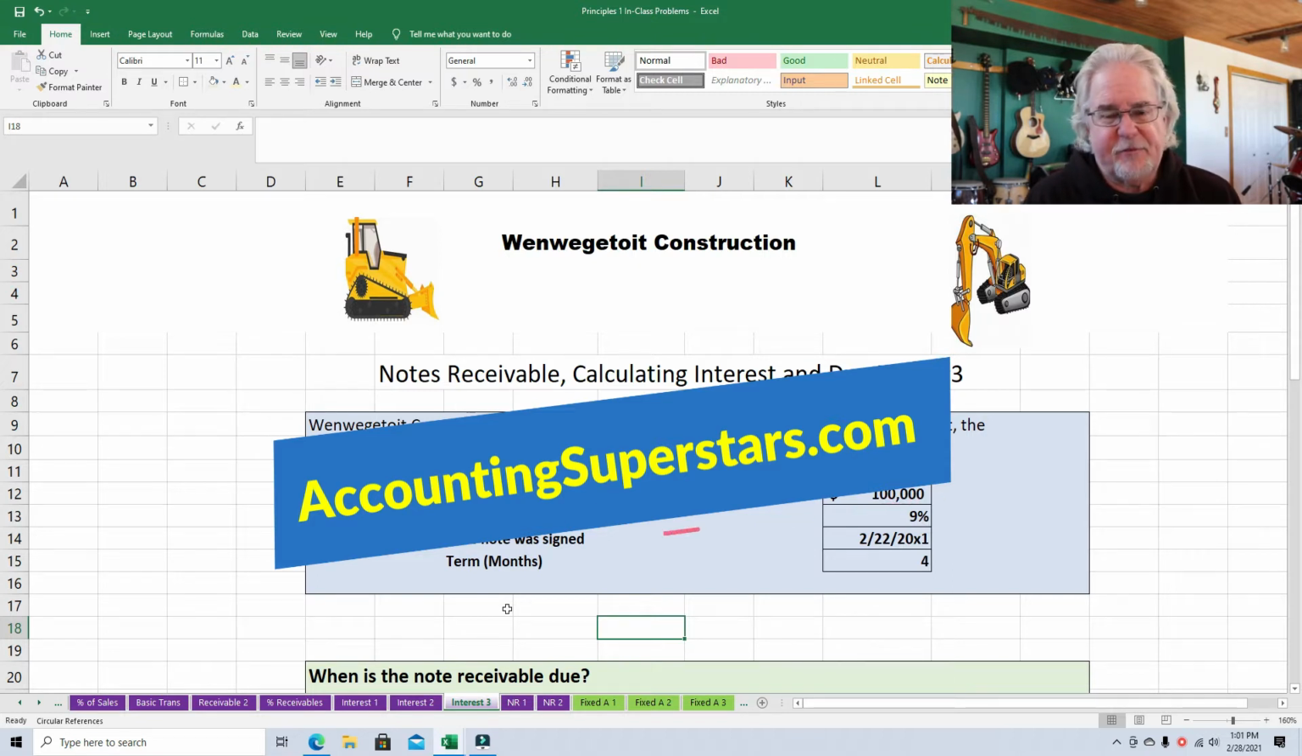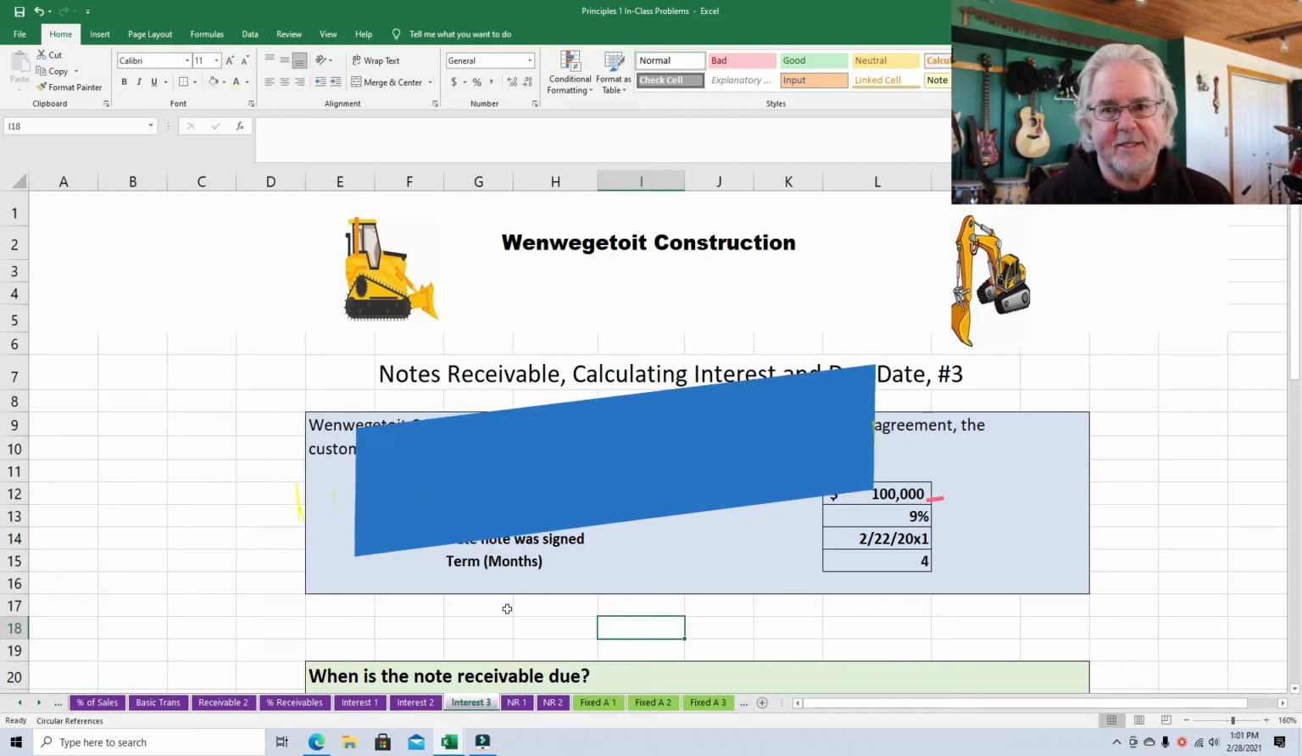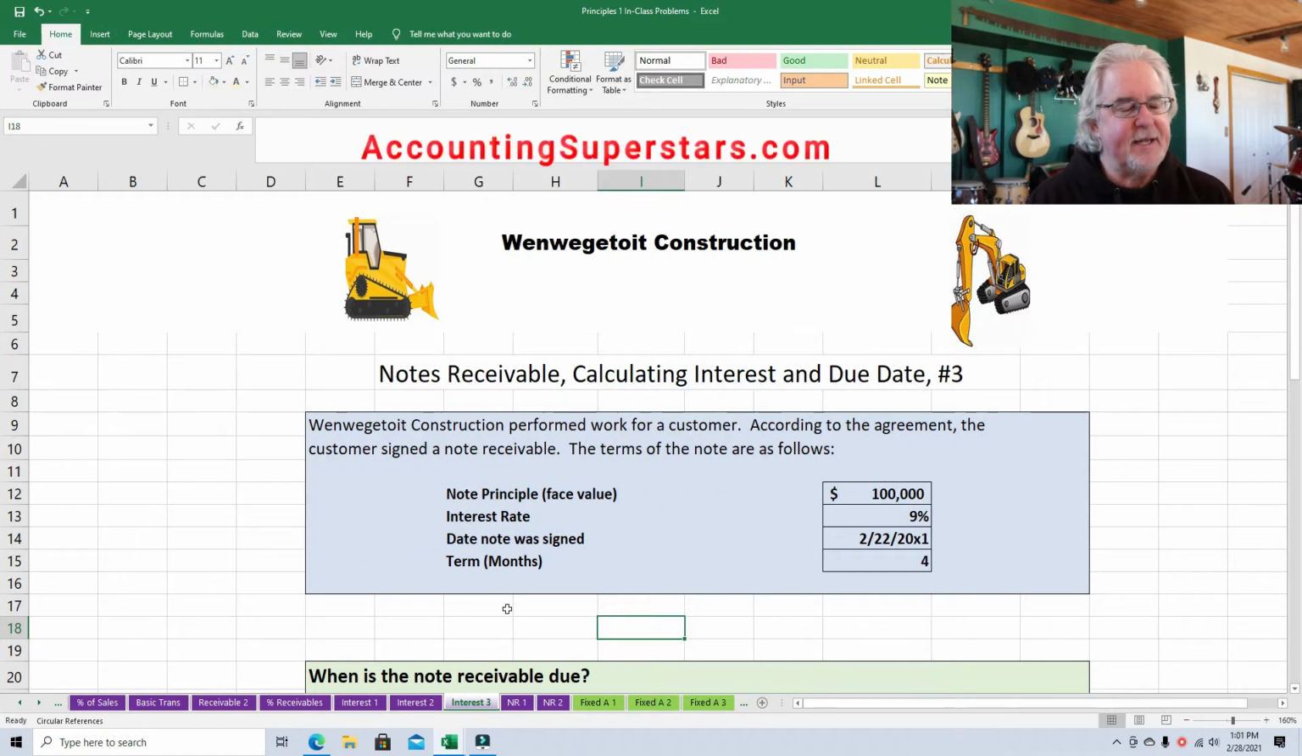So today's lesson is for beginning students, probably in their first class of accounting, probably in about the 6th, 7th week of class, studying accounts receivable, notes receivable, learning how to calculate interest, and trying to figure out the due date of the notes or accounts.